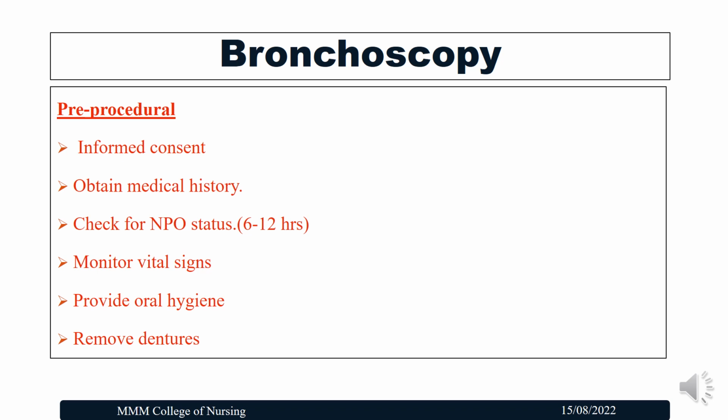Bronchoscopy. So what are the nurse's responsibilities in bronchoscopy? Pre-procedural: the doctor who is going to do the procedure should explain the procedure to the patient, and the nurse should make sure that the informed consent has been signed. Obtain the medical history from the patient, a thorough history of the past medical history, present and surgical history, should be collected from the patient. And make sure that the patient is in NPO status for 6 to 12 hours. Mostly we keep the patients NPO for 8 hours.